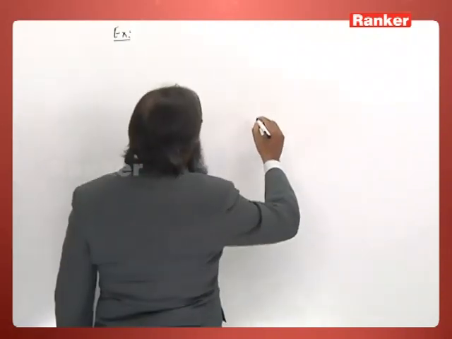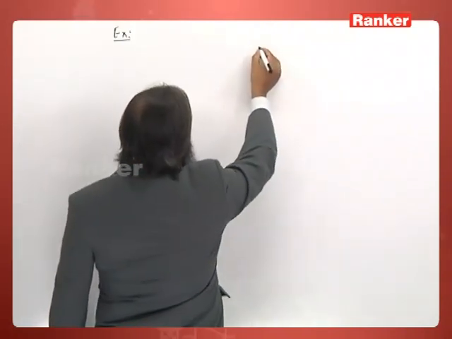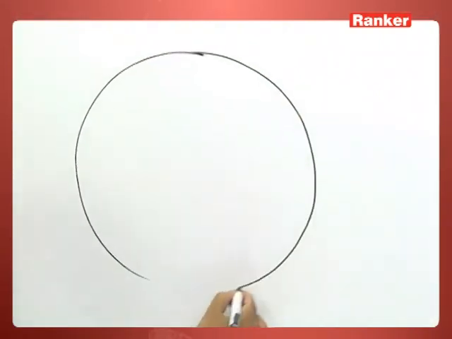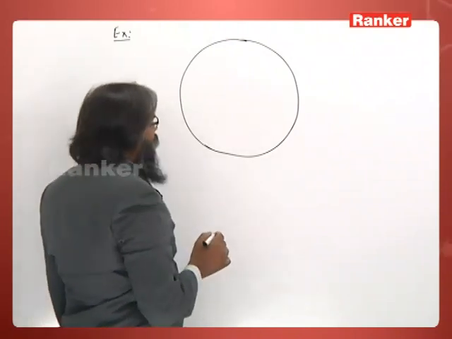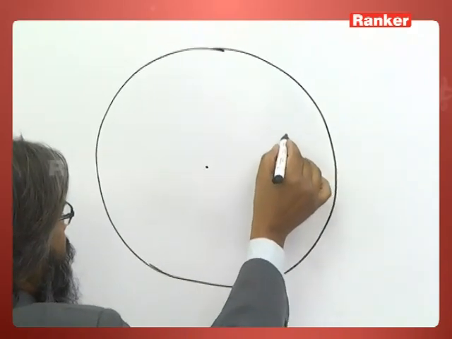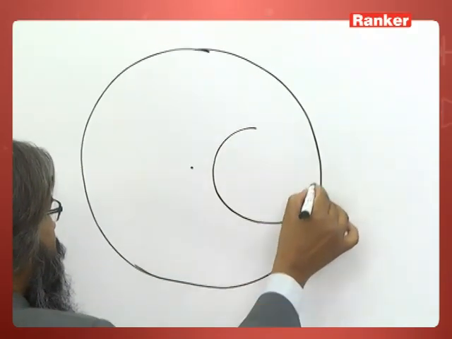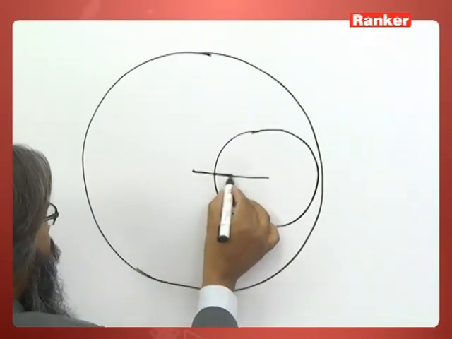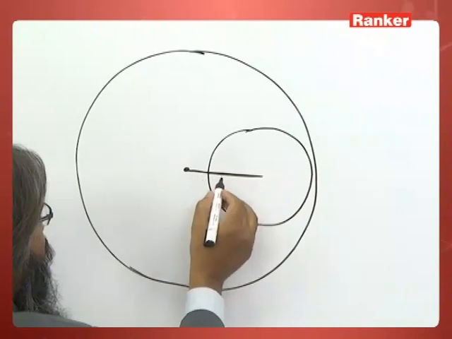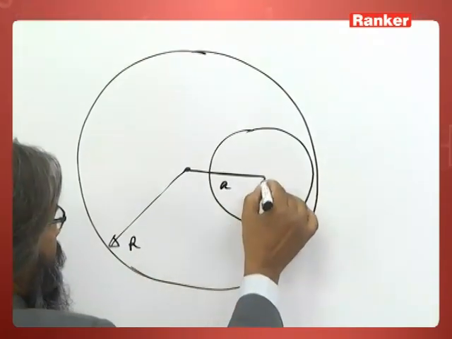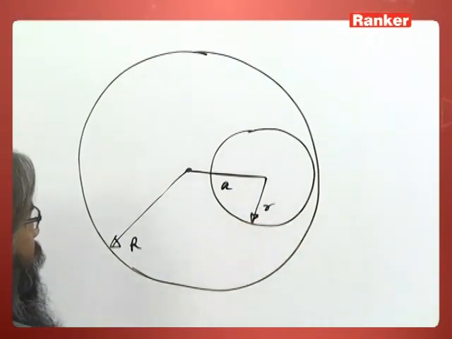Now let us take an example where we are going to use the principle of superposition and some different concepts. We have here a sphere, and inside this uniform sphere we have a cavity. The cavity is displaced from the center of this sphere by a distance a. This has a radius r, and you can assume that this has a small radius r.